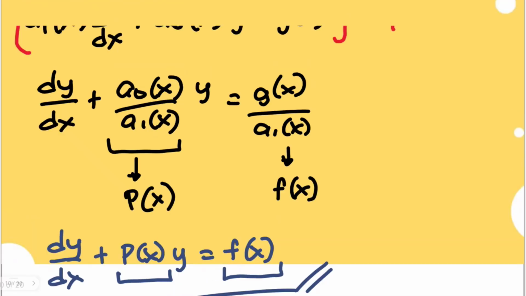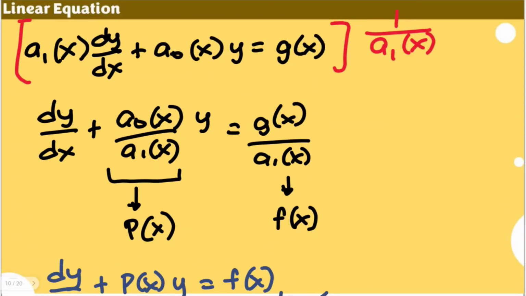We'll be providing another video for the solution of any linear equation, and discussion, of course, of one of its quantities or criteria in solution, which is also called the integrating factor. We'll talk about that in the next few videos.